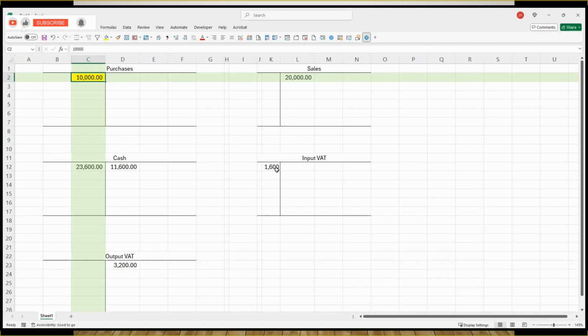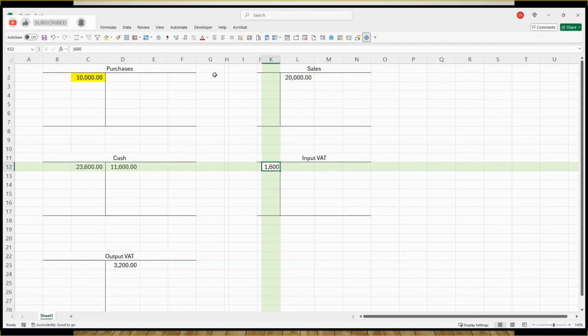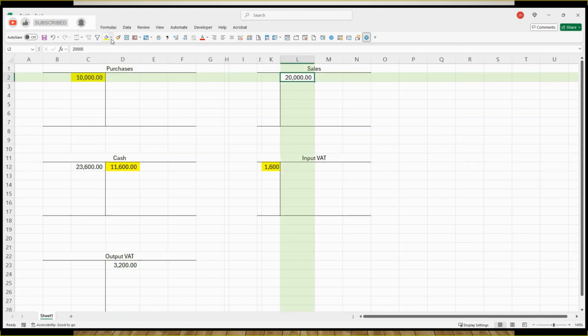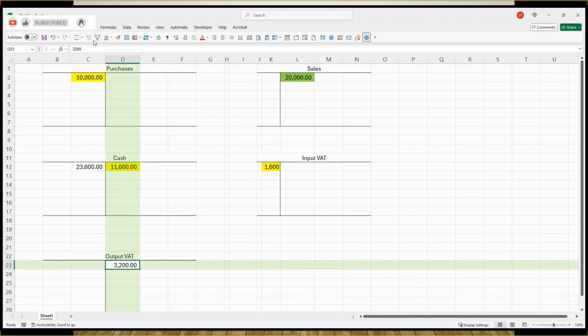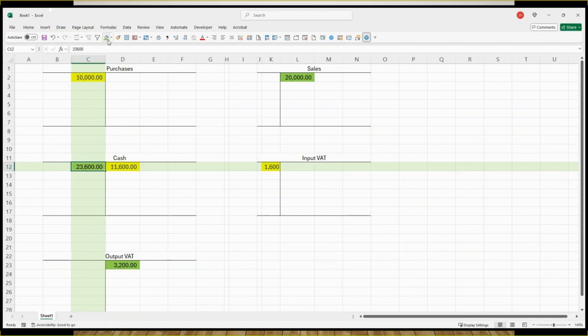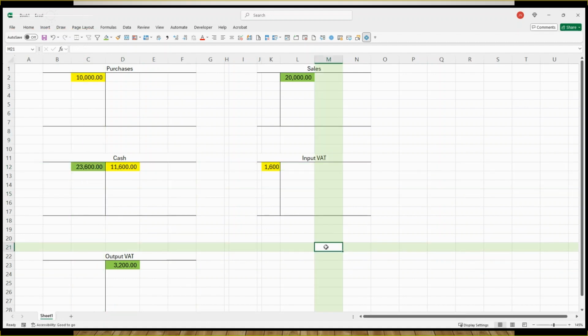Now, let's discuss the net effect when filing your VAT returns with KRA. In essence, KRA requires you to pay the difference between the VAT you have collected from sales and the VAT you have paid on your purchases. In our example, the VAT output is 3,200 shillings from the sales, and the input VAT was 1,600 shillings on purchases. This results in a net VAT payable of 1,600 shillings, 3,200 minus 1,600.